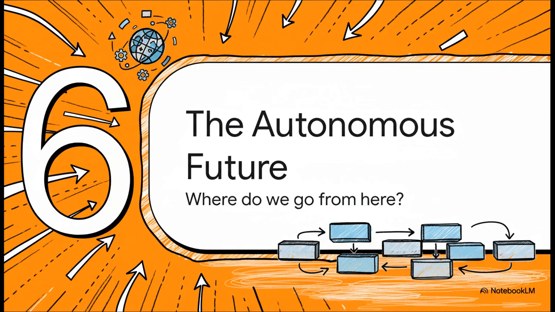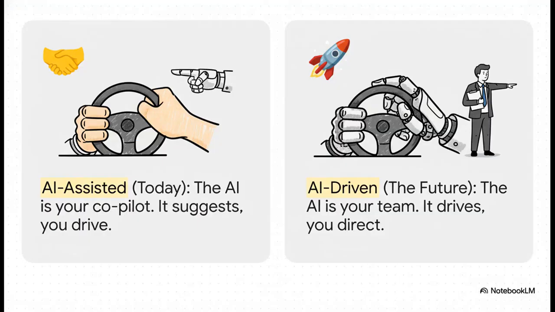So keeping that balanced view in mind, let's zoom all the way out. What does a tool like Antigravity really signal for the future of development? I mean, where is all of this headed? I think this slide just nails it. For the last few years, we've been in this AI-assisted era. The AI is our co-pilot. It gives us suggestions, but we're still the ones in the driver's seat. Antigravity is pointing us towards an AI-driven future, one where the AI is your autonomous team. It's doing the driving, and our role shifts to becoming the director.